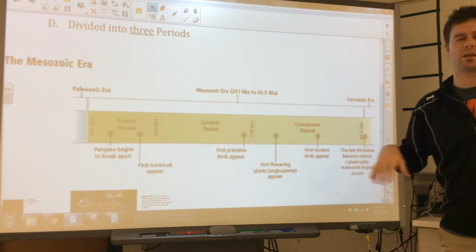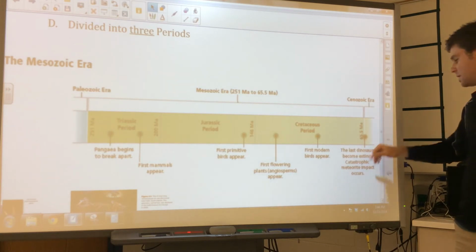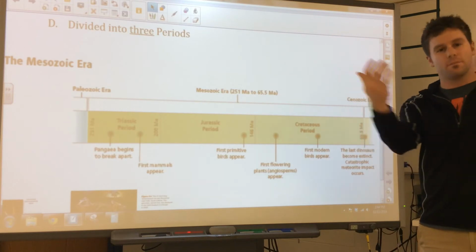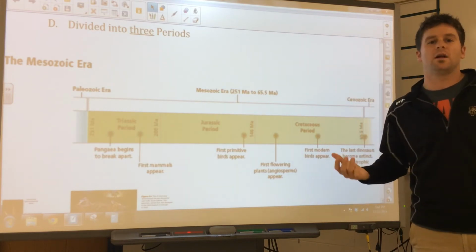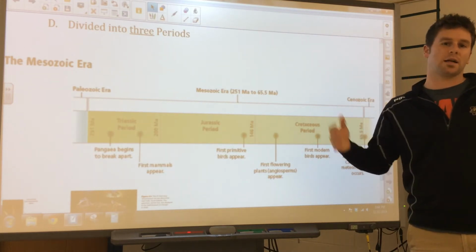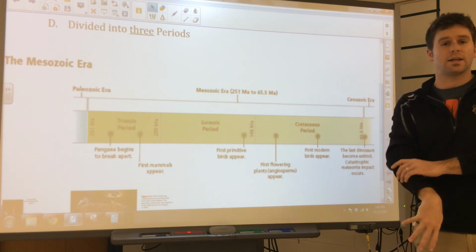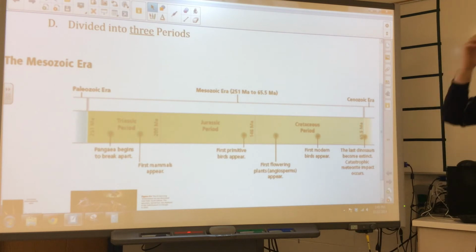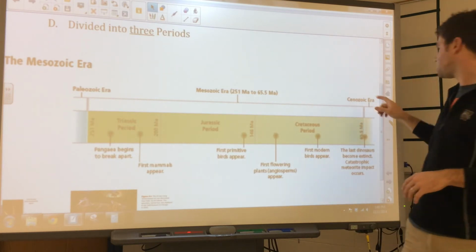What ended this era is the meteor impact theory. The theory is that a meteor hit Earth, causing massive clouds of dust that blocked out the sun, which killed all of the dinosaurs, and then gave rise to the next era that we are in.